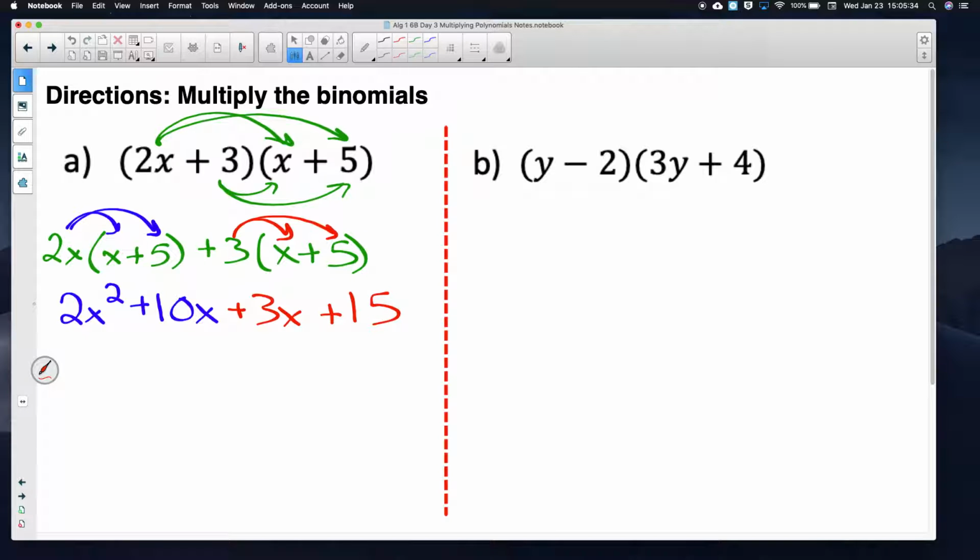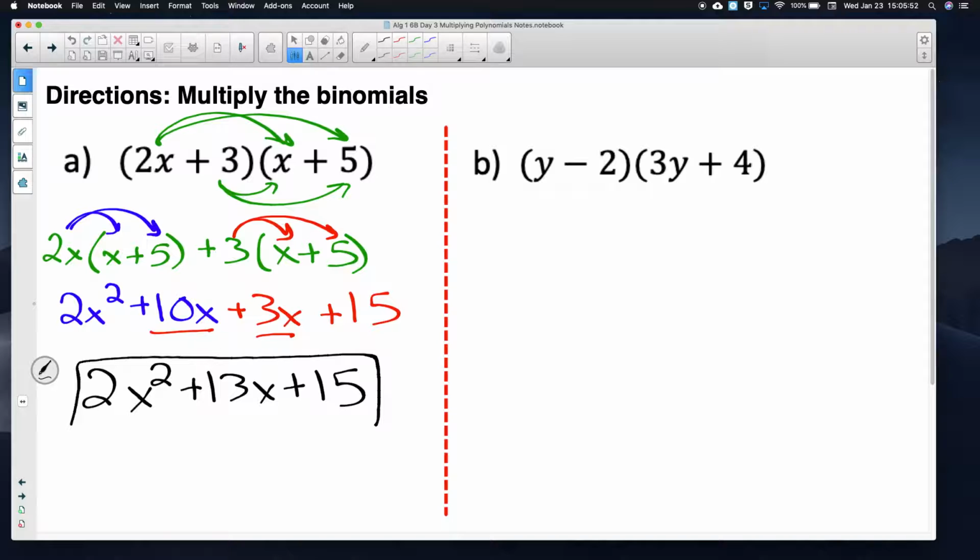And what you'll notice here is you always want to look for like terms. I have two like terms. Those two inner terms are both linear, so I need to combine those. So my final answer is going to be 2x squared plus 13x plus 15. That is all we're doing today. We're double distributing.